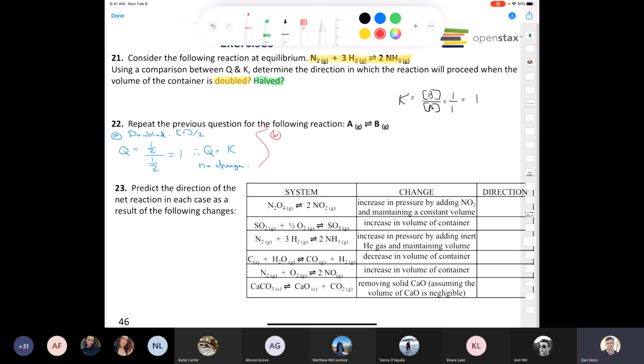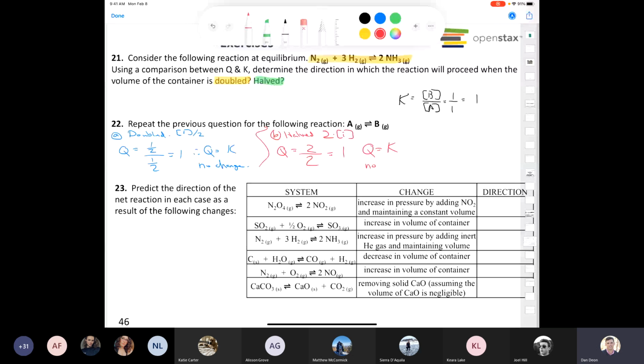If we try the same thing over here when it's halved, that means it's going to be 2 times the initial concentration. So that means that Q is going to be equal to 2 over 2, which equals 1. So that again means Q is equal to K, so no change.